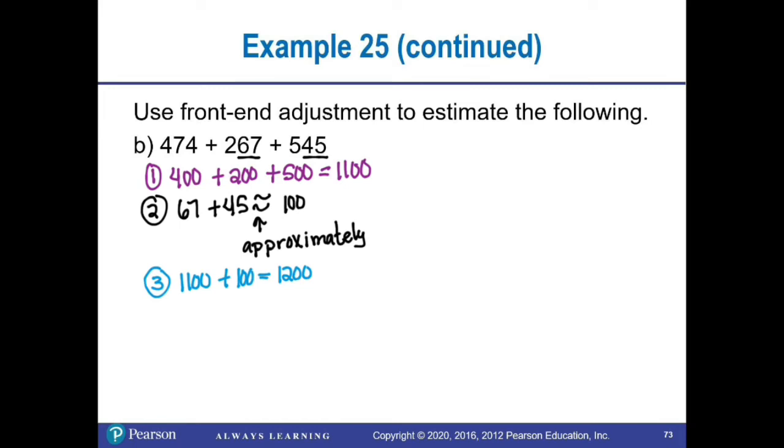Now, I've not done anything with the 74 from the first number. So 1200 plus 70, I rounded 74 to 70, is 1270. This is an estimation. It's not the exact answer, but it does give us a pretty close approximation.